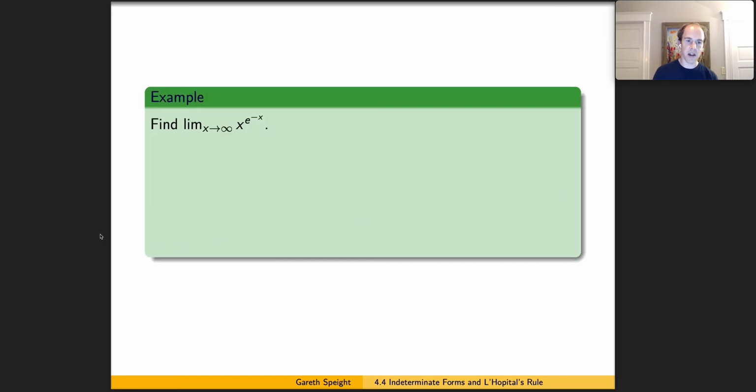Okay, so here is an example like that. Find the limit as x goes to infinity of x to the power of e to the minus x. As x goes to infinity, the base, which is x, is going to infinity, and the power, which is e to the minus x, is going to 0. So it looks like infinity to the power of 0. So it's an indeterminate power. So let's start by writing y equals x to the power of e to the minus x, which is what we said to do, and take natural logs of both sides.